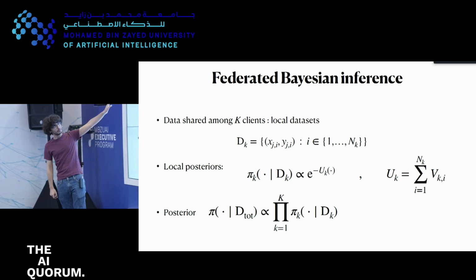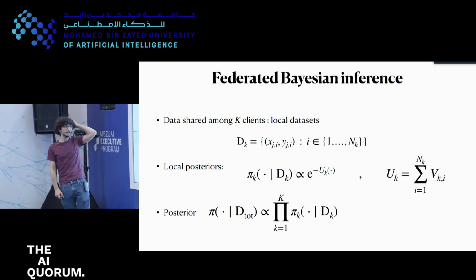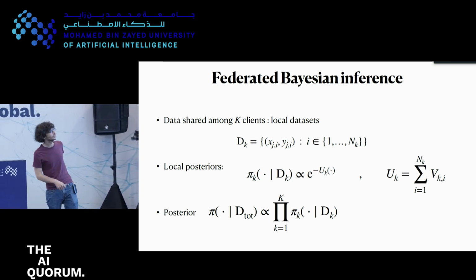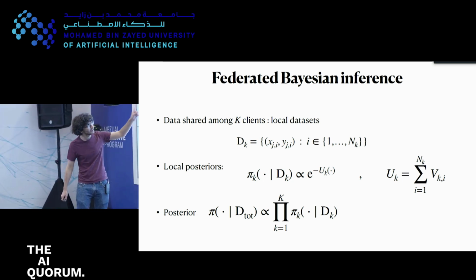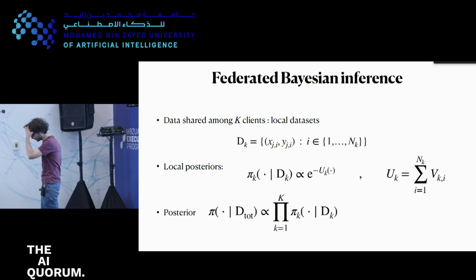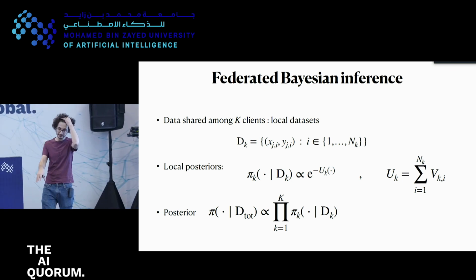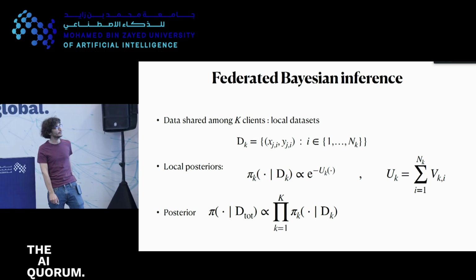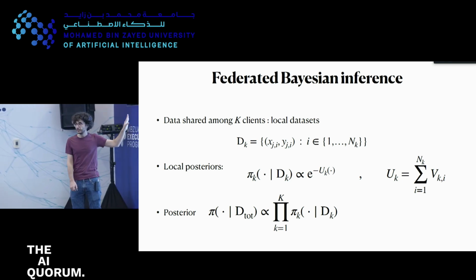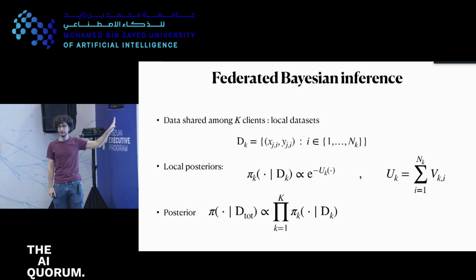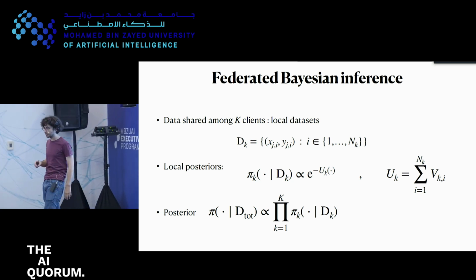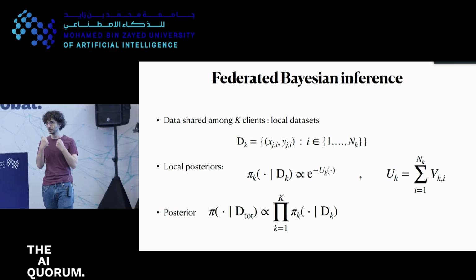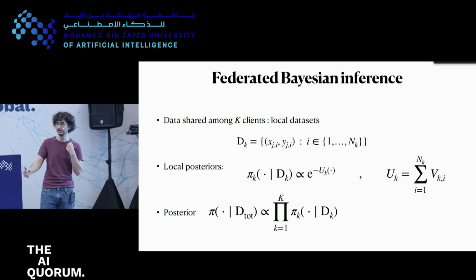So on each client, I suppose that I have some local data sets. So here, it should be not J in dk, but K. So I have, in fact, individual data sets, and on each client I have nk data. Based on this local data set, I can define what is called the local posterior. It's just the posterior distribution associated to each client based on their data.